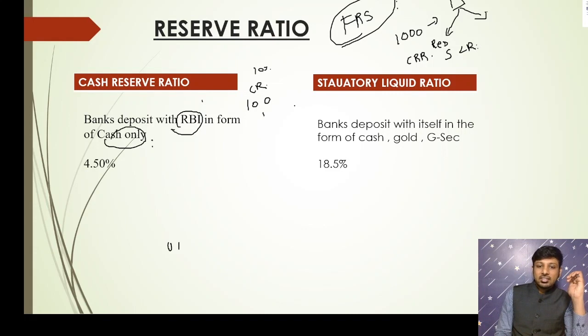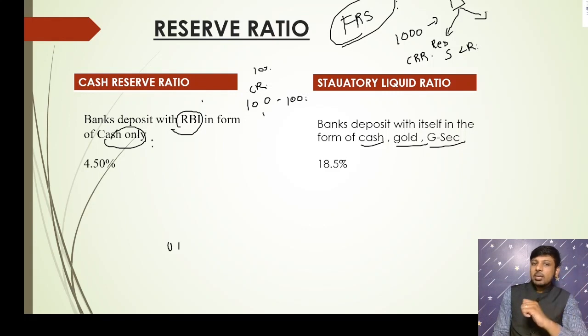Coming to the SLR, suppose SLR is also 10%, out of the 1000, another 100 rupees, that is 10%, it should keep in the form of SLR. But unlike the CRR, the bank can keep the SLR either in the form of cash, or in the form of gold, or in the form of G security. As per the wish of the bank, it can keep it in any form. And one more interesting thing is, the bank need not keep this 100 with the RBI, rather it can keep this 100 with itself in the form of cash, gold or G security. And this is the SLR.